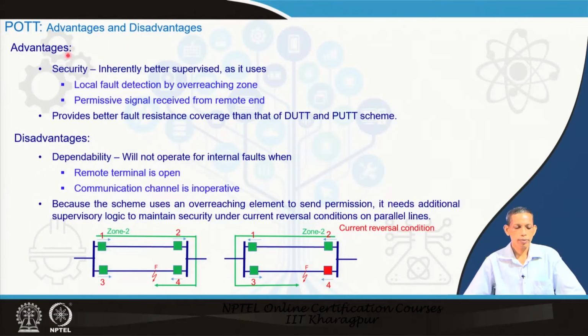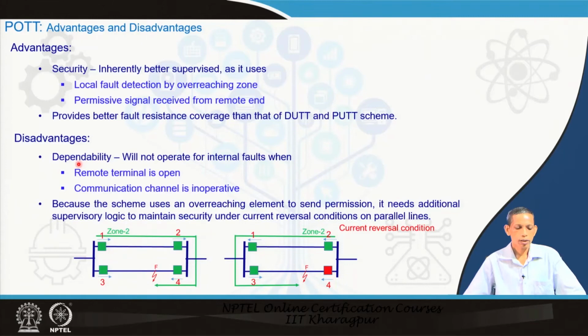The POTT has advantages in terms of security, inherently better supervised, as it uses local fault detection by the overreaching zone, not by the underreaching zone, and a permissive signal received from the remote end. So, it is with permission. That is why there is an AND operation. That is why it is more secure and provides better fault resistance, because it is in zone 2, not in zone 1. That is the advantage as compared to the DUTT or PUTT schemes. In DUTT and PUTT schemes, the transfer signal comes from zone 1, not from zone 2.